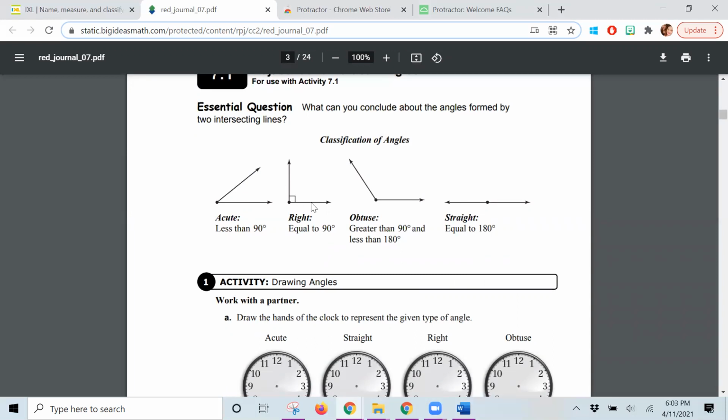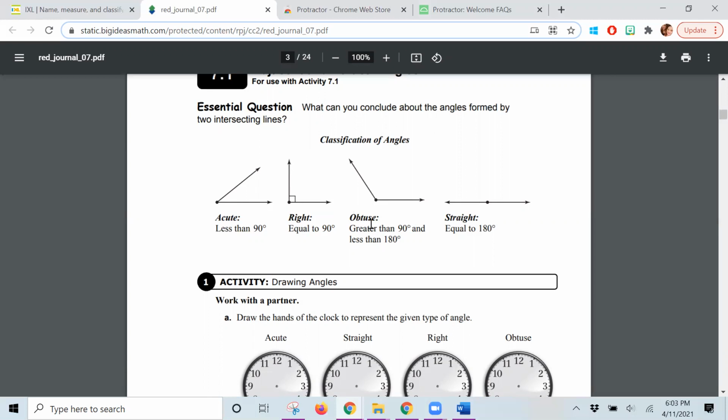A right angle is exactly 90 degrees. So this is a special case. It has to equal exactly 90 degrees. The way that you show that on the angle is that little kind of square box right there. That little square box tells us that it is exactly 90 degrees, which tells us that this angle is a right angle.